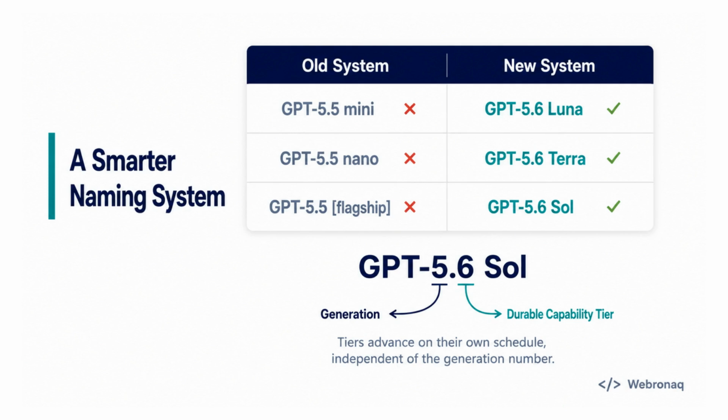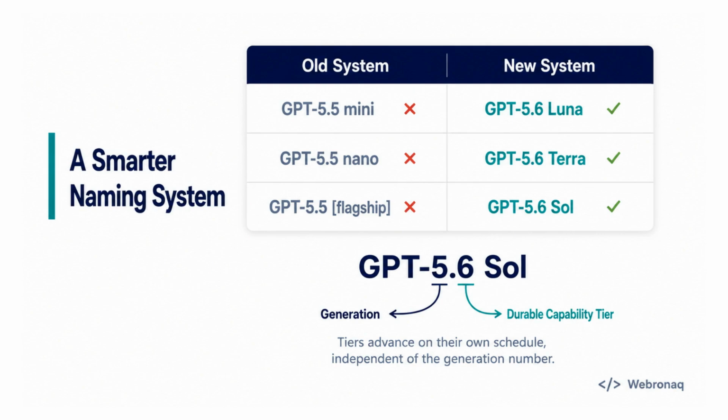OpenAI describes these as durable capability tiers that can advance on their own cadence. That is a key phrase. It means OpenAI can update Sol without touching Terra or Luna. Each tier can get smarter independently, without waiting for a whole new generation. Think of it like software editions. The year is the generation, the edition name is the tier. So GPT 5.6 Sol means Generation 5.6, flagship tier. GPT 5.6 Luna means same generation, fast and affordable tier. Same family, very different jobs.